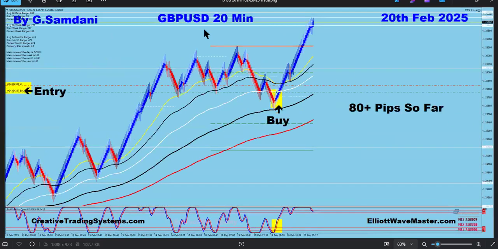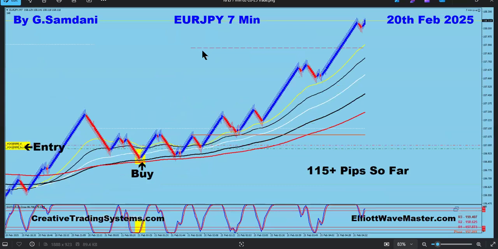Now pound, what is this? Well, this thing is not moving. I think it's pound USD, right? This is how it is. This is 80 pips to the upside on the 20th. Now this one you can see is 115 pips to the upside, euro yen.